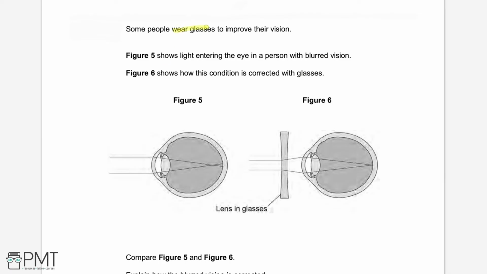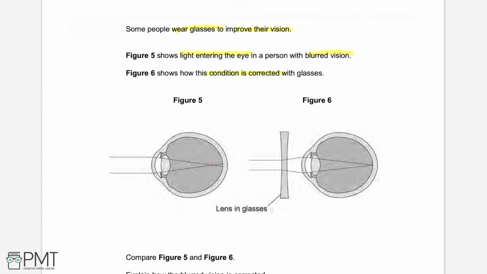Some people wear glasses to improve their vision. Figure 5 shows light entering the eye in a person with blurred vision. Figure 6 shows how this condition is corrected with glasses. Well, let's have a look at figure 5 and 6.